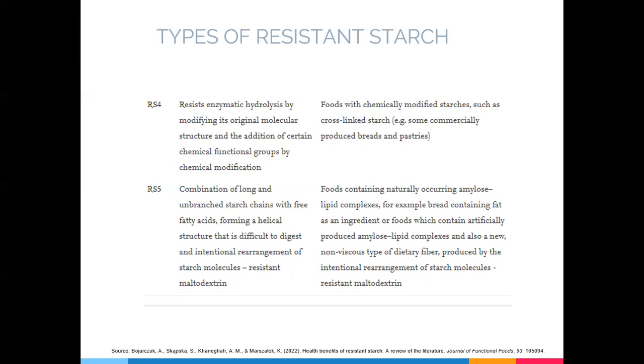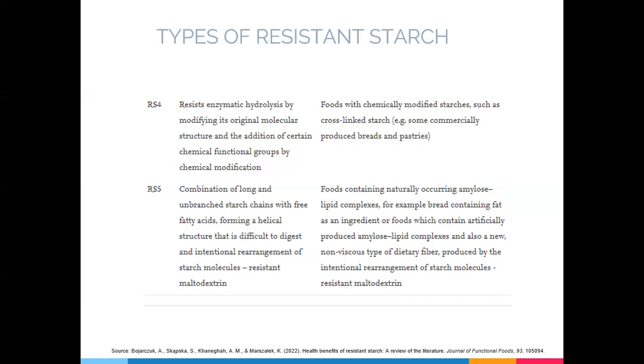The last type, and this is the most recent one, is RS5. It's a combination of long and unbranched starch chains with free fatty acids. So this is starch complexed with lipids. It's very distinctive, because it's associated with lipids.